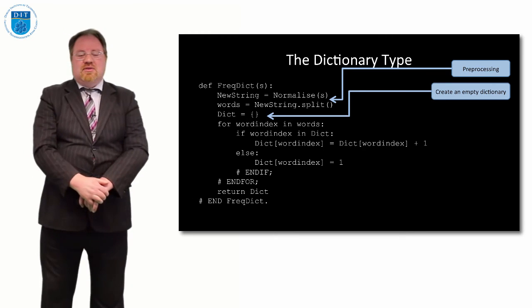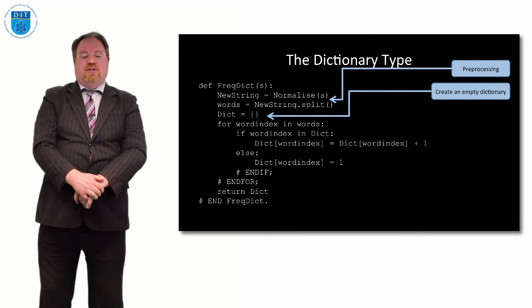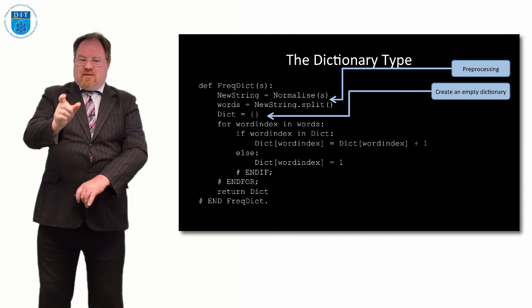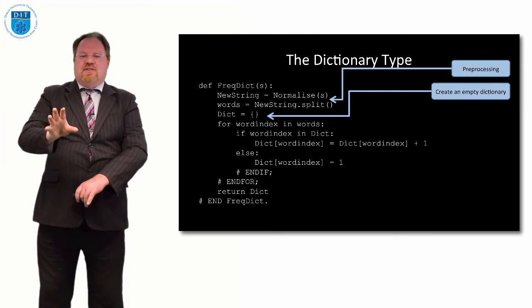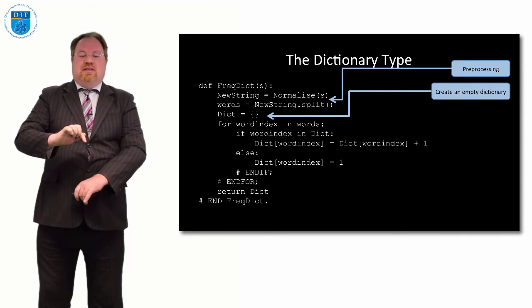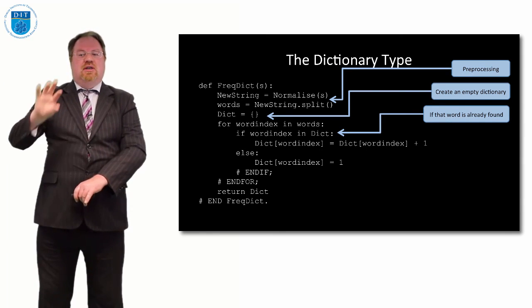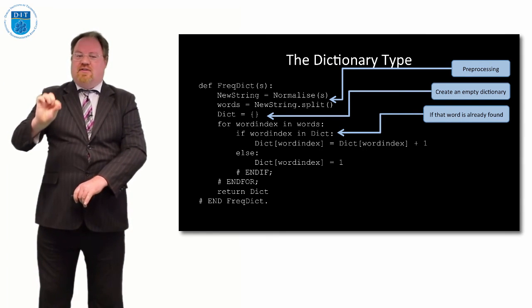And now what we're going to do is have an index called word index, and we're going to go through each word in the string. And if that word is, let's say this is the first time we've seen this word ever, that's down at the else bit, then we're going to add 1 to the count in that element of the dictionary.